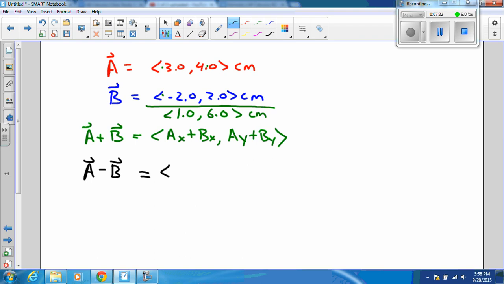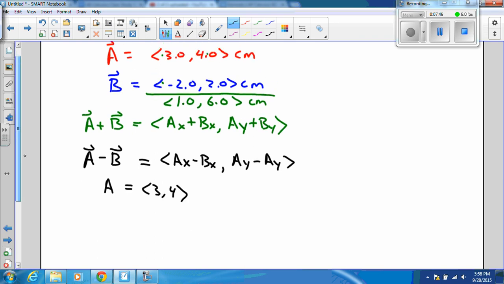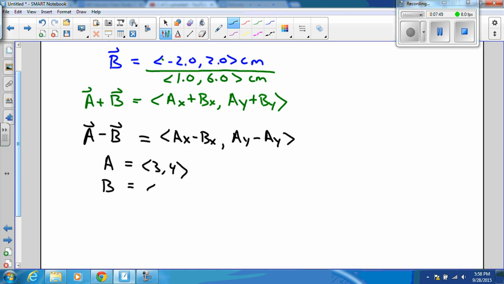Likewise, vector subtraction works component by component, so that A minus B is going to be the difference of the x's, comma, the difference of the y's. So in this particular case, where A is 3, comma 4, here I'm shortening the precision of it, and B is negative 2, comma 2, then A minus B would be equal to 3 minus negative 2, which is 5, comma 4 minus 2, which is 2.